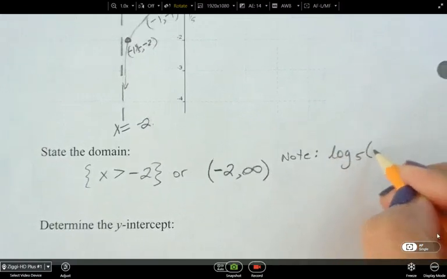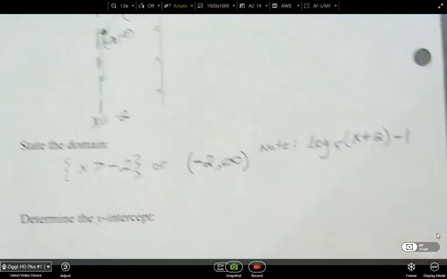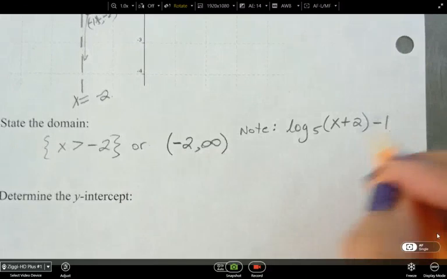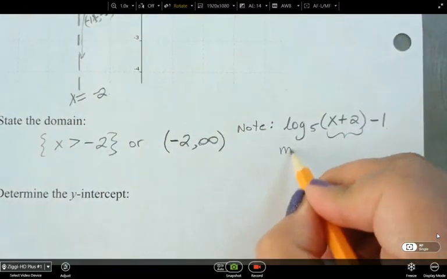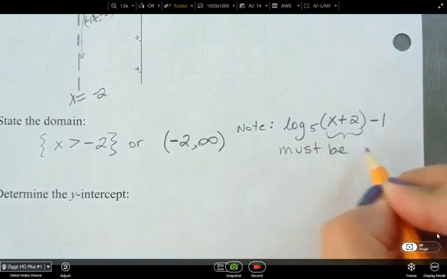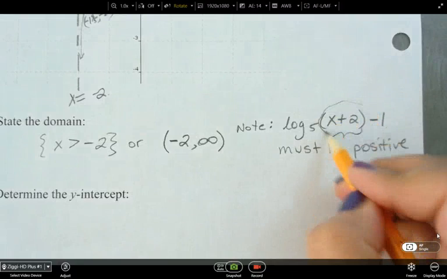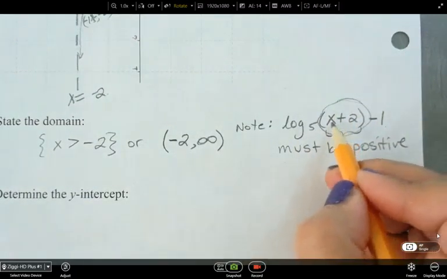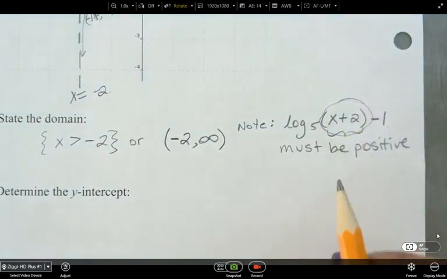So now I want you to note this over here. We've got our logarithm. What do we know about this number in here? It must be positive. The number in here has to be positive. So if anything is going to make this number negative in this bracket, then that's not allowed. It's not going to work, and we're going to get errors.